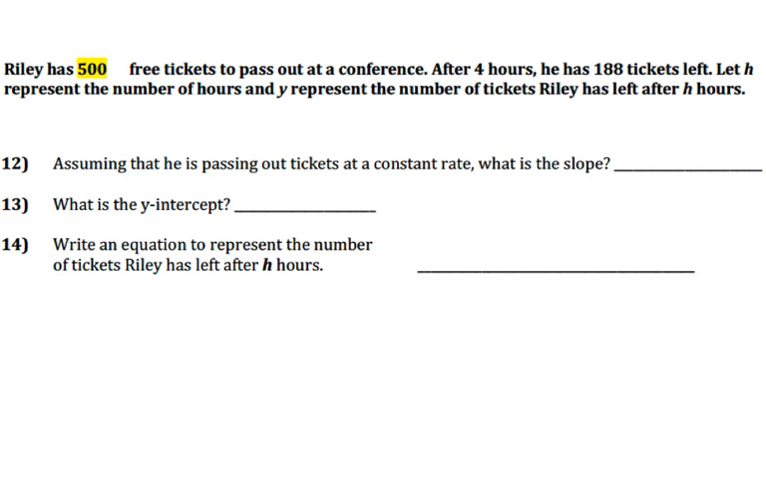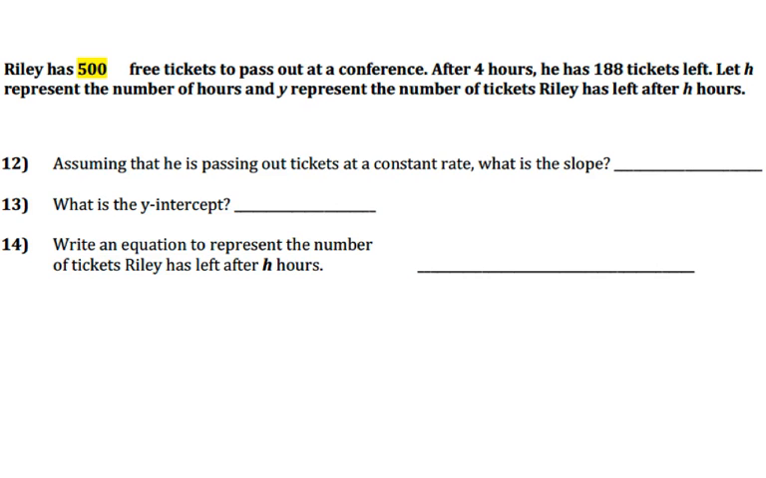Next, Riley has 500 free tickets to pass out at a conference. After 4 hours, he has 188 tickets left. Let H represent the number of hours and Y represent the number of tickets Riley has left after H hours. Number 12. Assuming that he is passing out tickets at a constant rate, what is the slope?